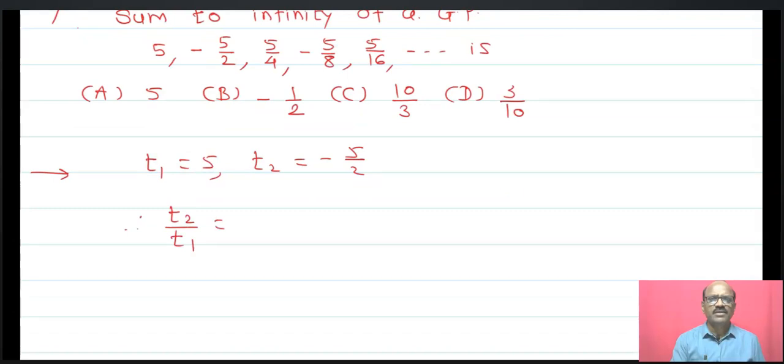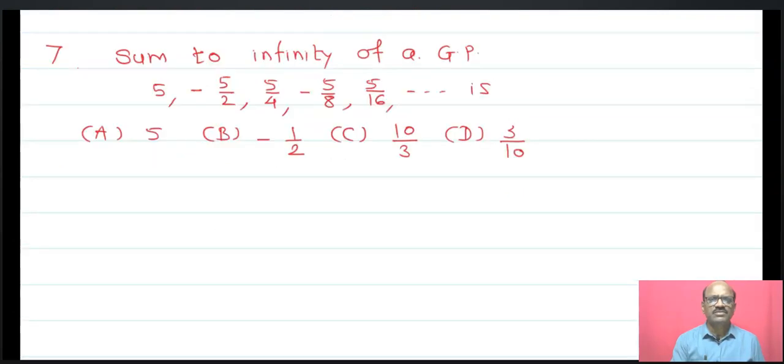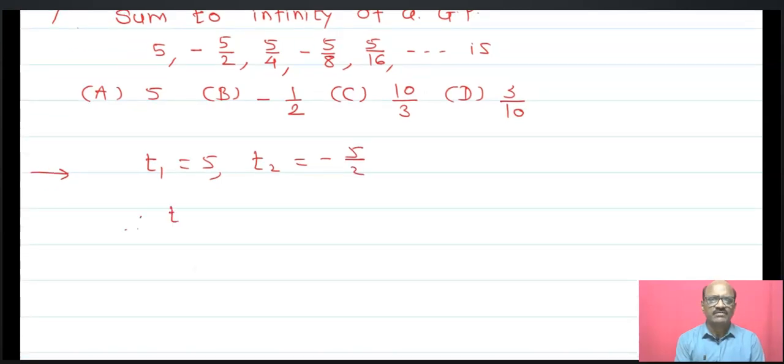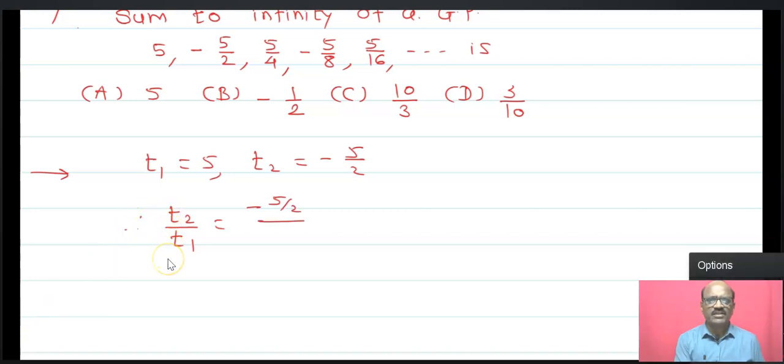Now here T1 is equal to... then we see the backward. Now see the solution of this example. T1 is equal to 5, T2 is equal to minus 5 by 2. Now we will find the ratio, that is T2 upon T1, that is minus 5 by 2 upon 5, and thus you will get its value.